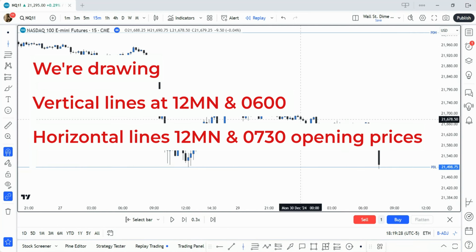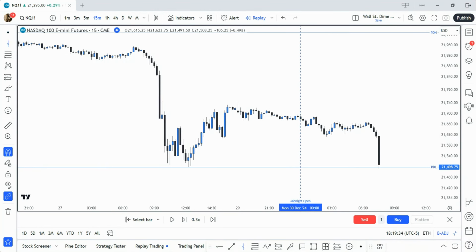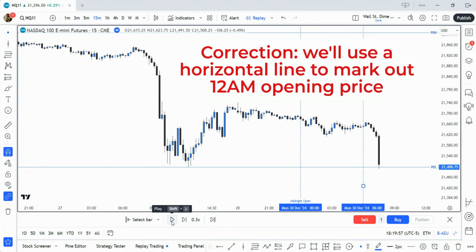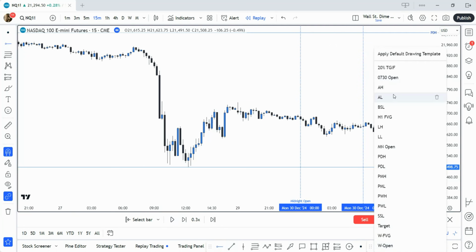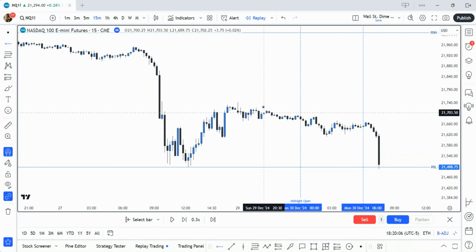Let's mark out 12 a.m. We'll take another vertical line and mark out 6 a.m. Now, to complete step 2, let's use a horizontal line to mark the opening price at 12 a.m. We'll take another horizontal line to mark the opening price at 7 a.m.